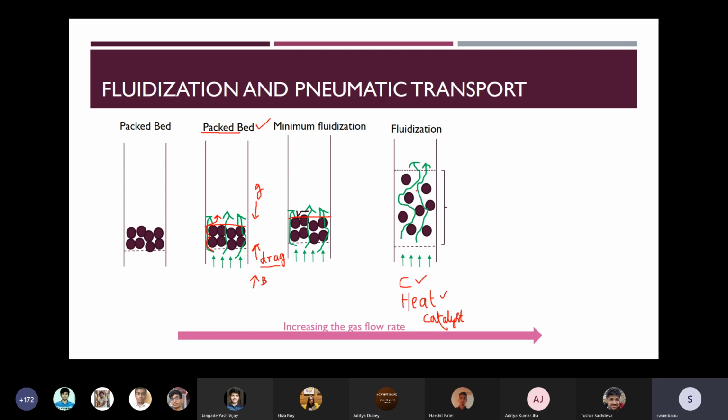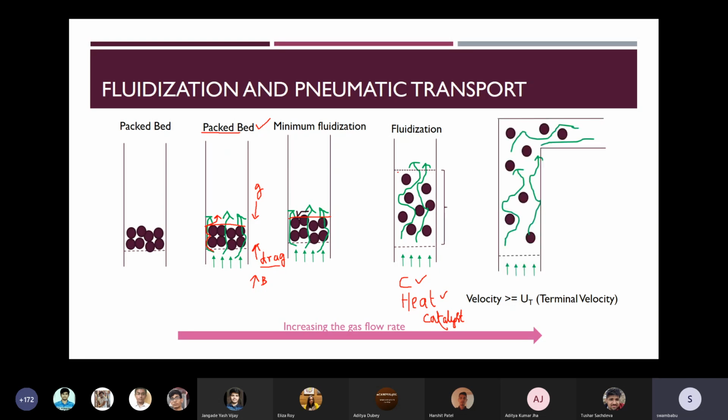But one important thing in fluidization: the height in which the particles are lifted remains limited to a certain height. If I increase the velocity higher than the terminal velocity, so the relative velocity is higher than the terminal velocity, then we have pneumatic transport. I have explained this earlier, but I am explaining again to distinguish between what is a packed bed, what is minimum fluidization, and what is the fluidization state. We already talked about pneumatic transport, but in this class we talk about this one.